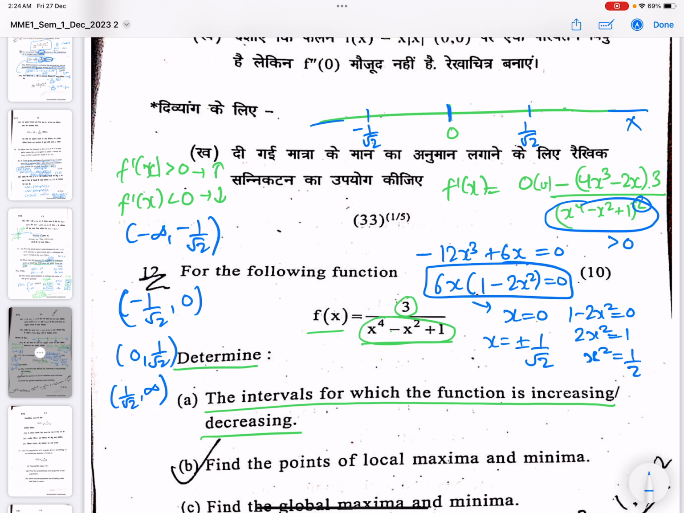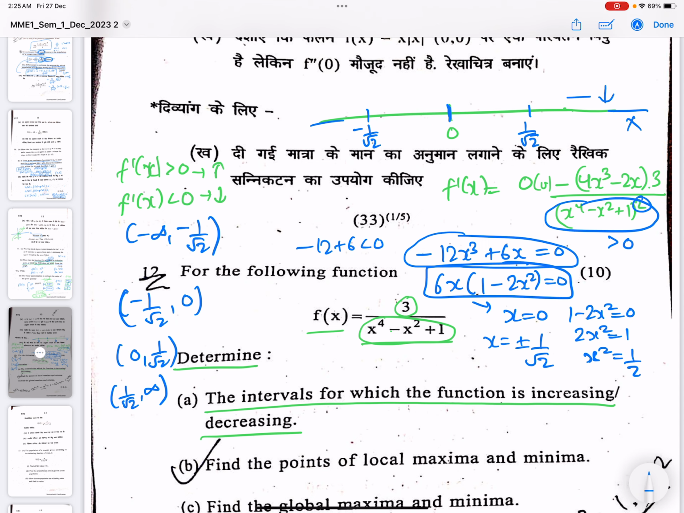Now you can take a value, suppose, so this would be less than 1. Suppose we take a value 1. At 1, this term f dash x is minus 12 plus 6, which is less than 0. So the interval is falling. So the interval is decreasing. f dash x is coming out to be less than 0. So we'll see in this interval, the function is decreasing.